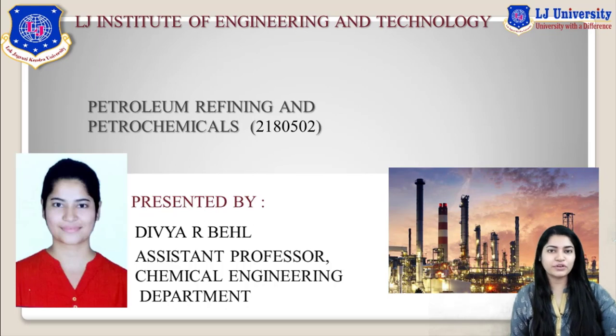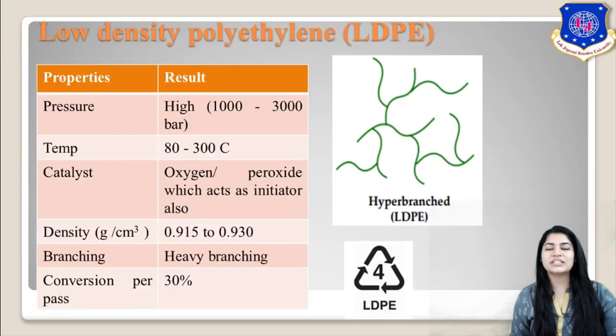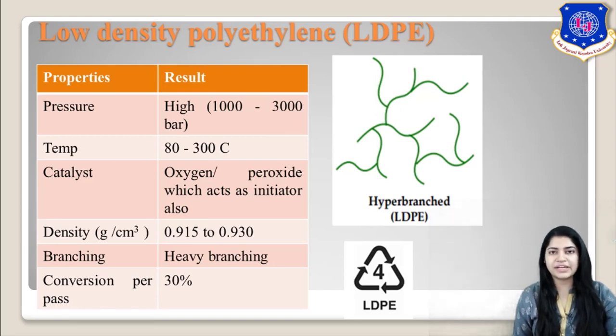The subject that we are going to continue is petroleum refining and petrochemicals. So in this lecture we will study different kinds of polymers. Now we are moving forward to polythene. In polythene also you have various kinds, based on the density. The first one you have to talk about is low density polyethylene, also called LDPE.